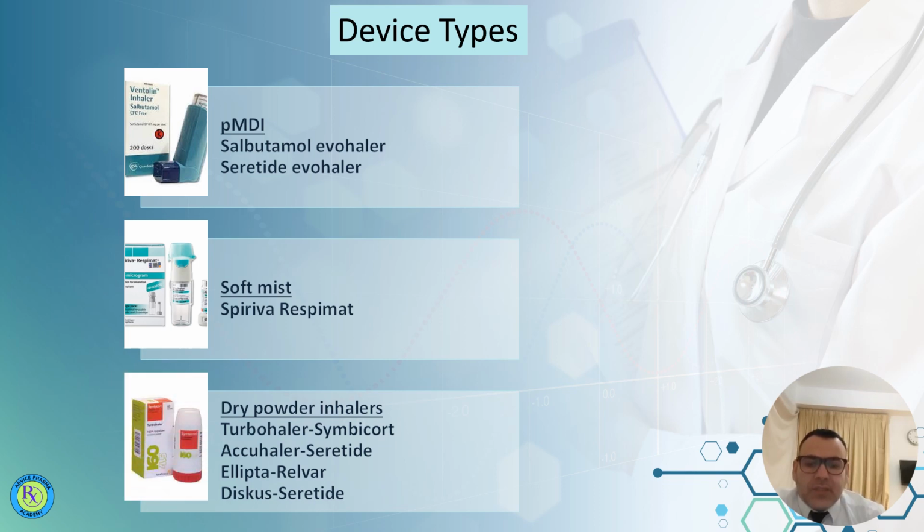And the third main type is dry powder inhalers, and it comes in many devices like Turbohaler in Symbicort, Accuhaler like Seretide Accuhaler, Ellipta and Relvar, and Diskus and Seretide. In all these, the medication is available as powder, and there is a technique used by the device to release the powder, so it allows the patient to inhale the medication. You need to see the instructions on each device on how to release the powder.